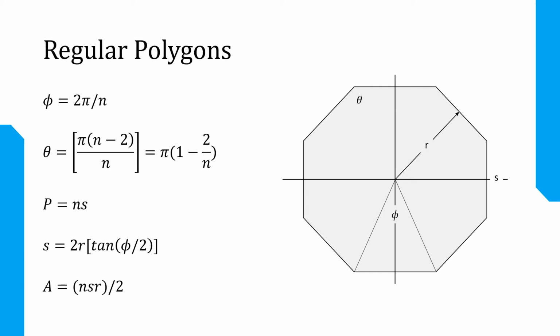the number of sides. So for phi, we're going to determine phi by doing 2 pi divided by the number of sides. For theta, we're going to do pi times n minus 2 over n, and that could also just be pi times 1 minus n over 2. For the perimeter, we're going to do the number of sides times the length of sides, and then we're also able to calculate the length of each side, as well as the area of this regular polygon.